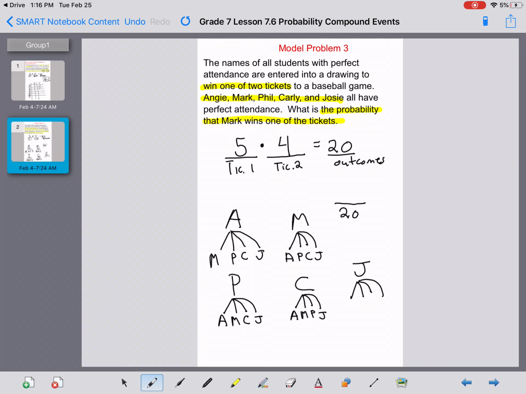If Josie wins the first ticket, then Angie can win it, Mark can win it, Phil can win it, or Carly can win the second ticket.